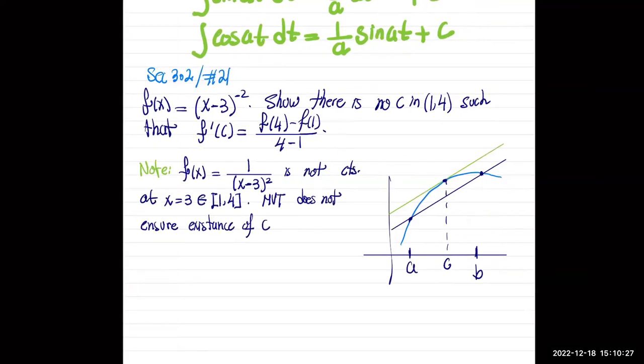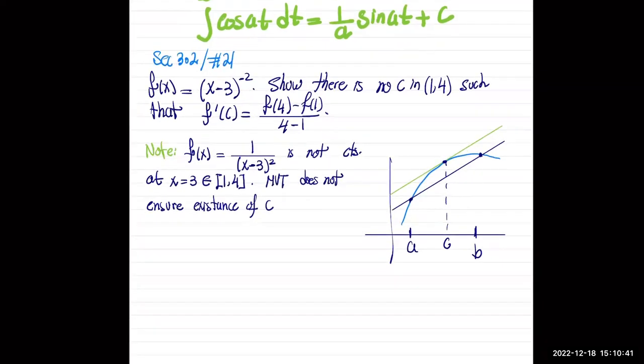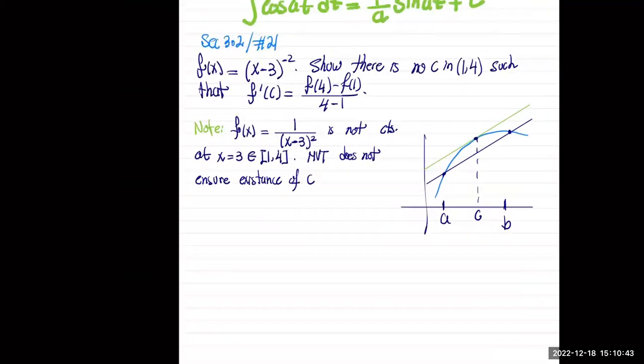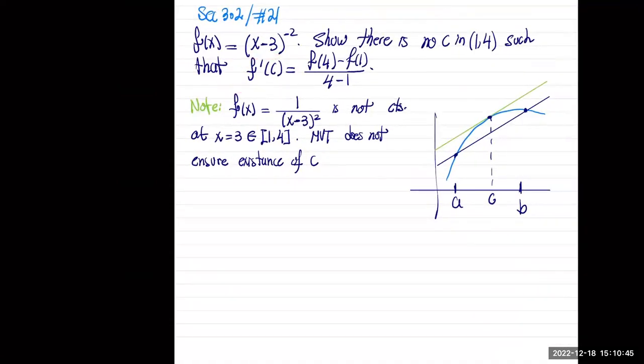Where the tangent line and that secant line are parallel. Well, let's try to solve this equation. Let's see if there's actually a c or not. So what you do is take the derivative. Here we're attempting to find c by basically solving this equation for c.